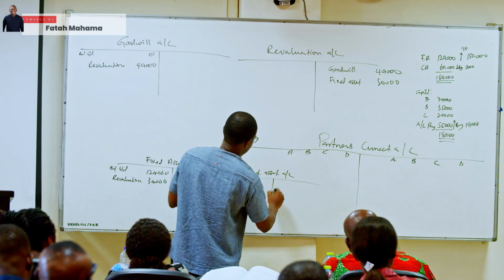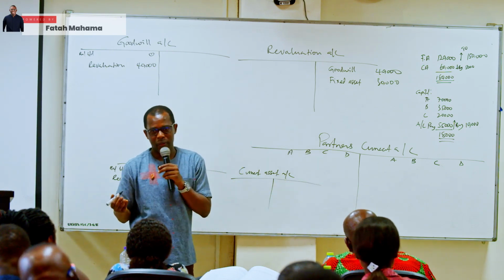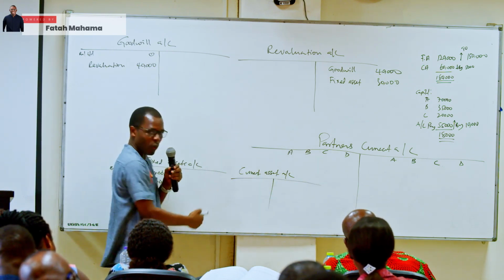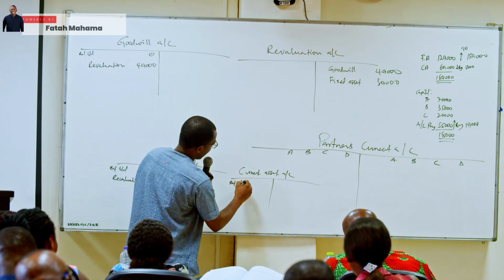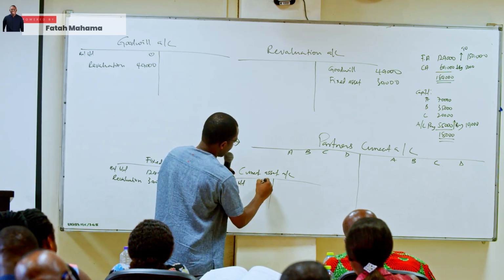Current assets account is an asset, so the balance must be debit. So the balance on it, balance brought down, is what? 60,000.